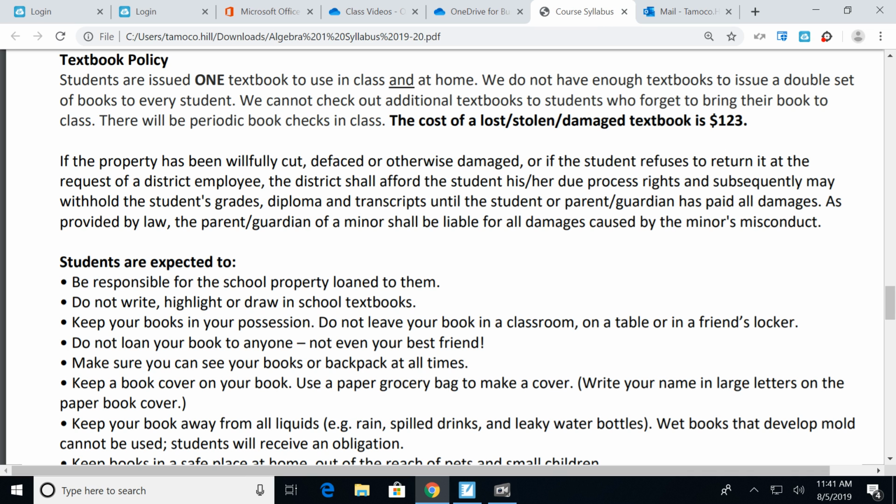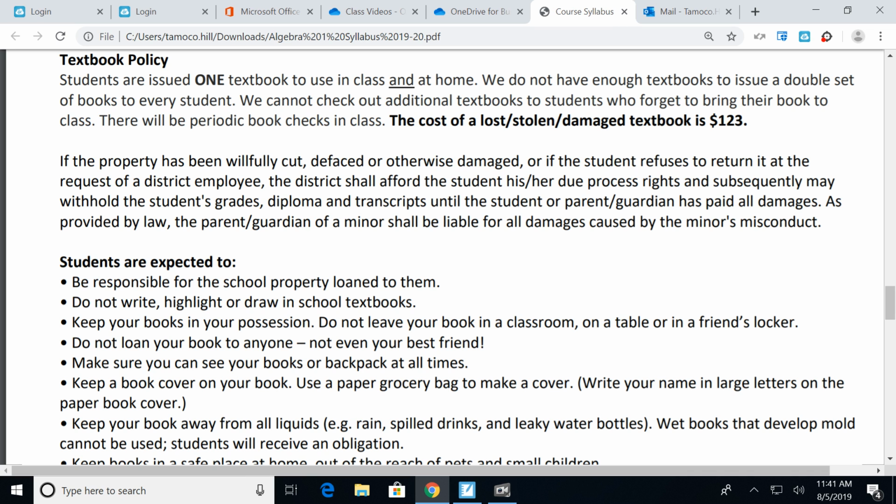All right? So what are the expectations for you? Be responsible for the book that is checked out to you. Do not write, highlight, or draw in it. Keep your book in your possession. Do not leave it in the classroom, on the table, or in a friend's locker. Do not loan your book to anyone, not even your best friend. Make sure you can see your books or backpack at all times.